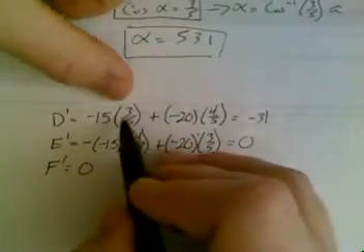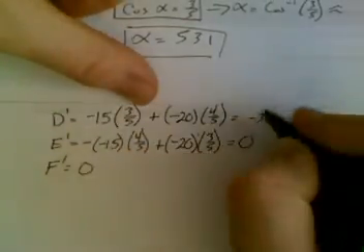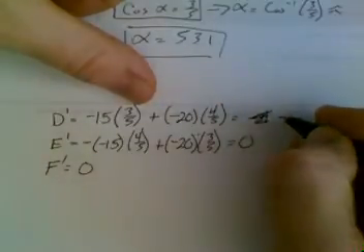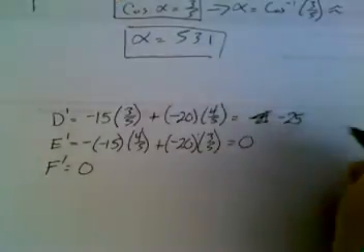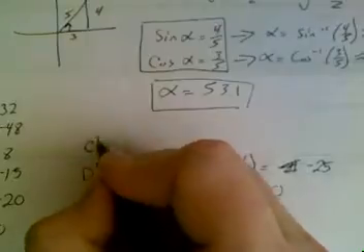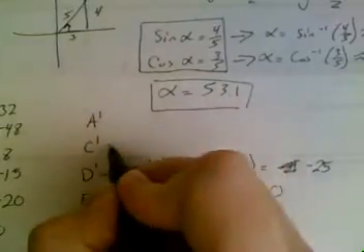This will be 9, not 15. Sorry, this will be 9 minus that. This doesn't end up being negative 31. It ends up being negative 25. Okay? Let's talk about C prime and then lastly A prime. Those are the last two I need to work with.